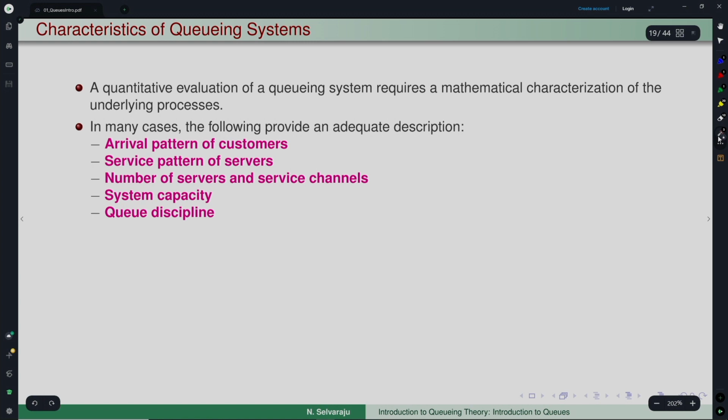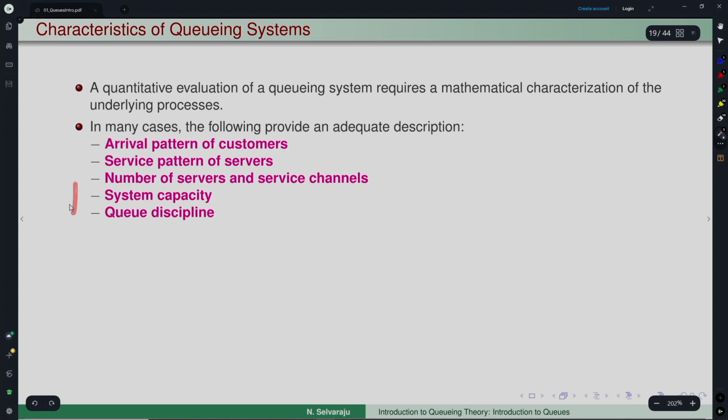Hello everyone. As you are seeing, we are looking at the quantitative aspects of queuing systems. A quantitative evaluation of such a queuing system requires mathematical characterization of the various underlying processes that constitute that system. In many cases, you would notice these 5 things that we are describing here.